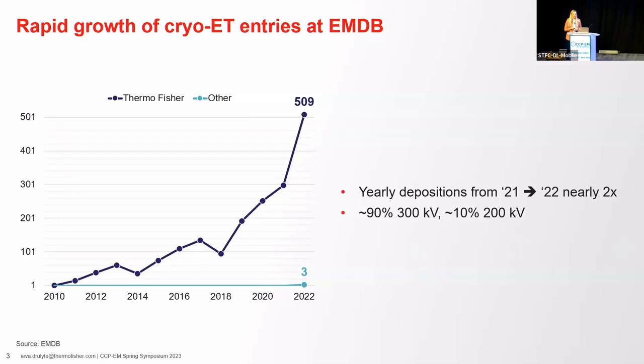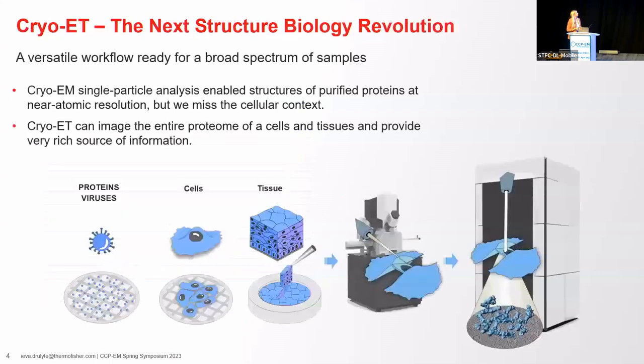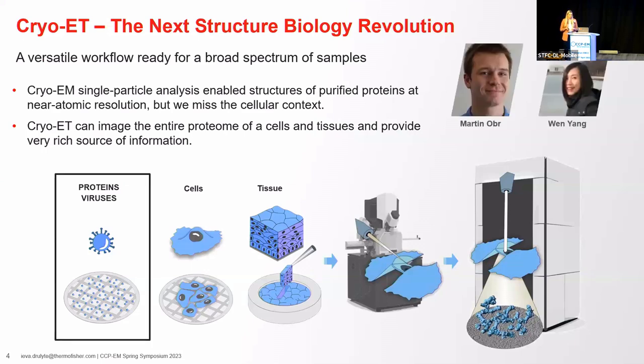So let's have a look into the workflow and what cryo-ET can actually do for you. Because it is becoming more accessible, we can now look at different types of samples, from purified samples all the way to cells and tissues. In this first part, I would like to give you some examples of work done by Martin and Ben from Abe Koteka's group on individual proteins and virus samples using cryo-ET.